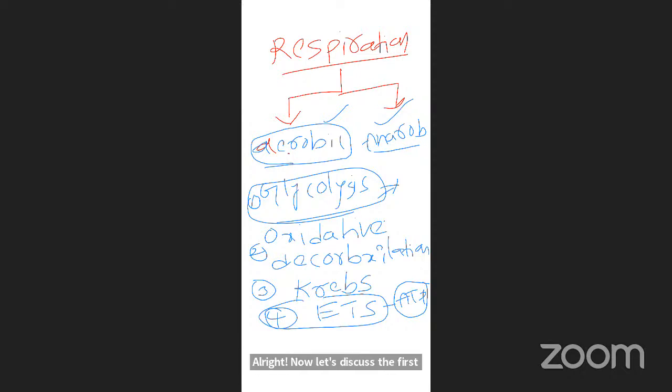Now let's discuss the first stage, that is glycolysis. Who discovered glycolysis? Is it Meyerhof, sir? Right. Embden-Meyerhof pathway. Another name, the Embden-Meyerhof pathway, just EMP pathway.